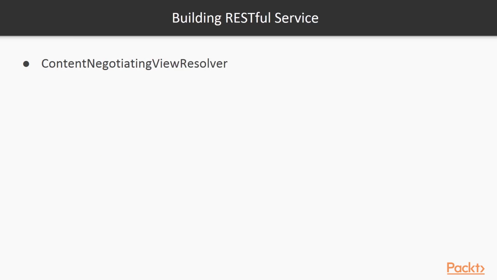How do you build a RESTful service using Spring? There are two methods to do that. One is the content negotiating view resolver. We already learned about it, so we are not going to discuss it further. The second is the HTTP message converter. Message conversion is just a way to transform the data produced by the controller into a representation which your client can understand or wants to consume.